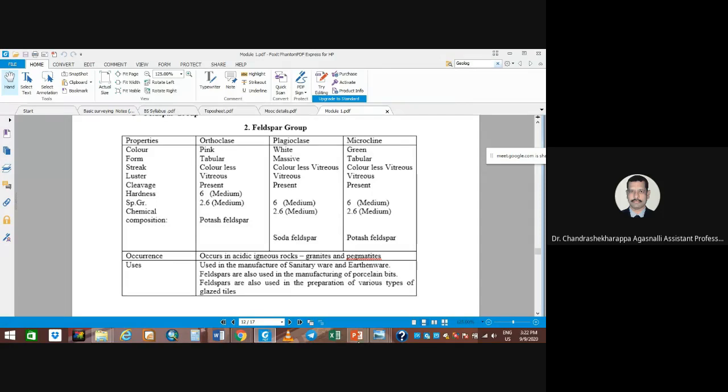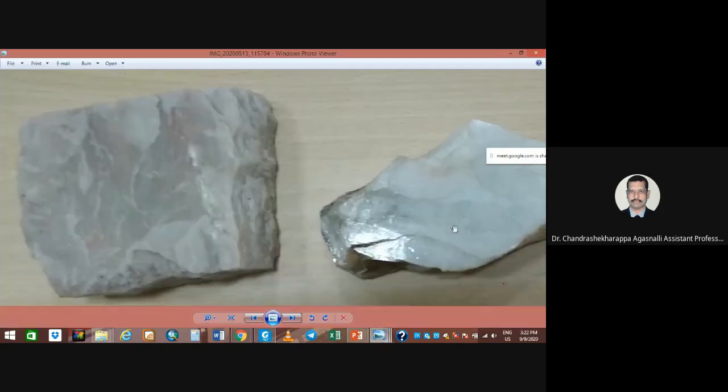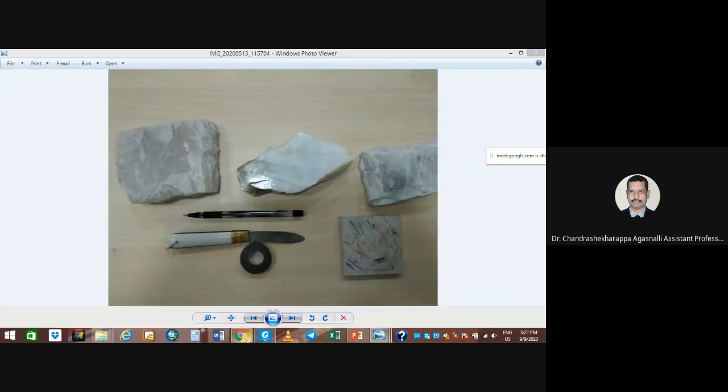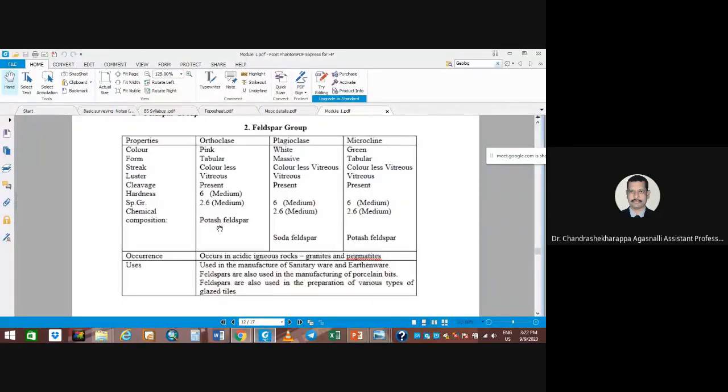And chemical composition, what is there in these three? Here you can see the potash feldspar and soda feldspar. We cannot prove all this, especially the chemical composition, because we are not going to do any titration work, or test using an XRF machine. It is already determined that these are the chemical compositions.